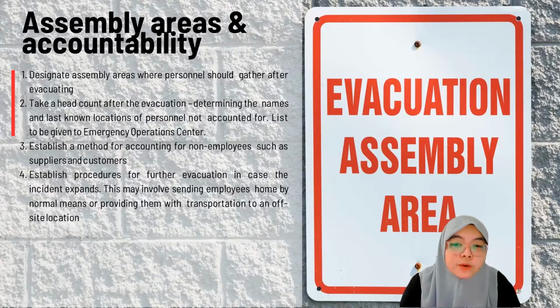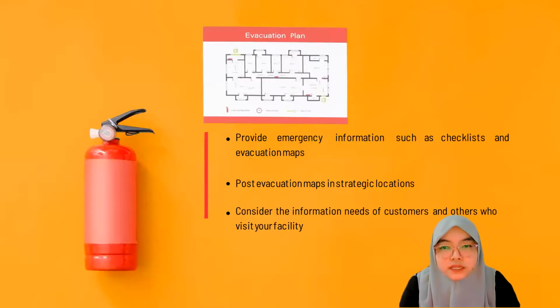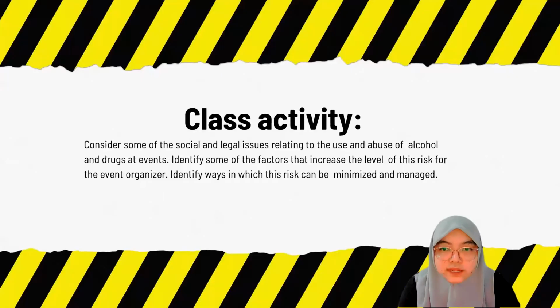Okay, so this is an example of an evacuation plan layout. You need to provide emergency information. You need to have a checklist. It is important to have a checklist and a name list of everyone. And then consider the information needs of customers and others who visit your facilities.